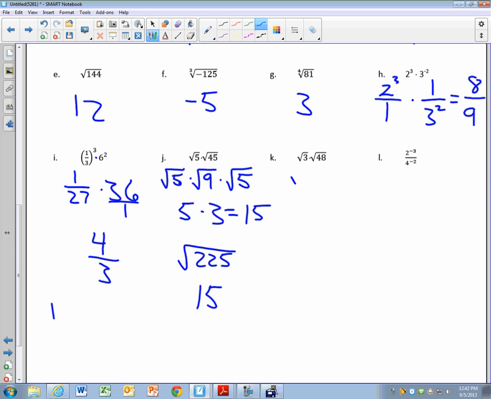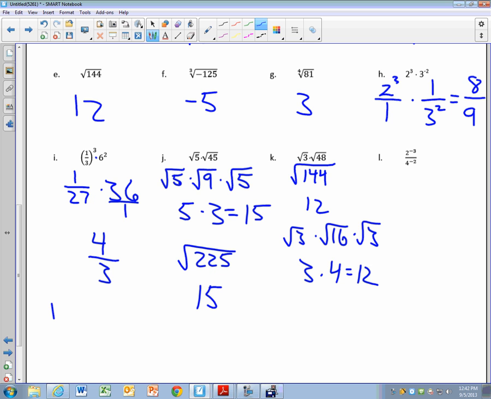Okay, so two ways to do it. I saw some people do it like this. They got square root of 144, which is 12. Or they divide it up, square root of 3, square root of 16, square root of 3. However you want to do it is fine. Square root of 3 times square root of 3 is 3. And square root of 16 is 4. Either way, you get 12. Okay? So you have some options when you choose to break up radicals.